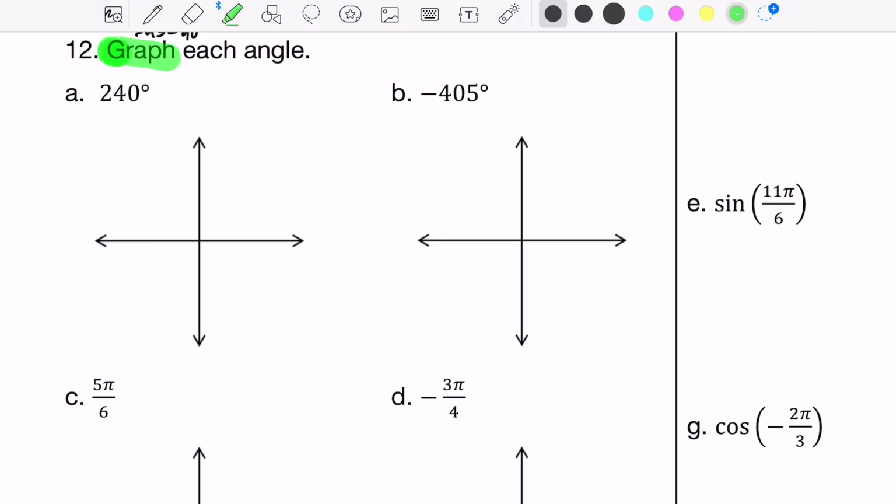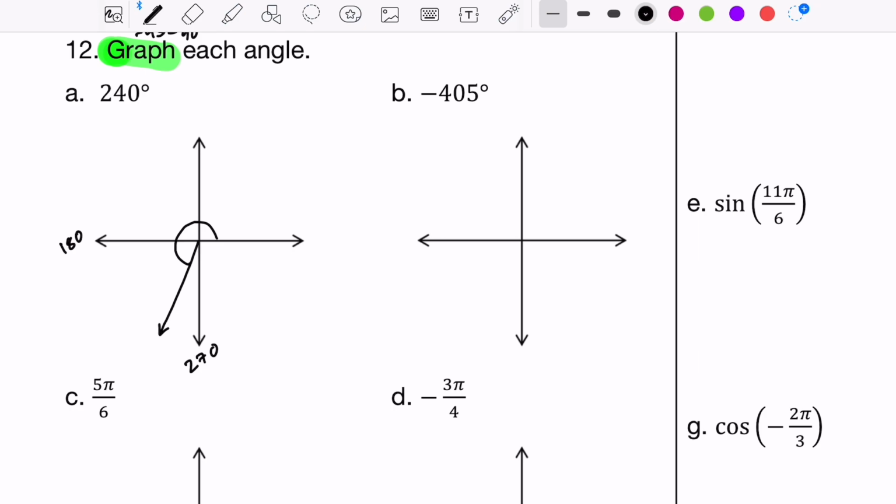So from there, I'm going to go to the next piece, which is just graphing the angle. So again, just graph. We're not making tables. We're not doing anything. We're not making triangles. So 240 degrees. I know this is 180. And I know this is 270, and it's closer to 270 than it is to the middle or to 180.